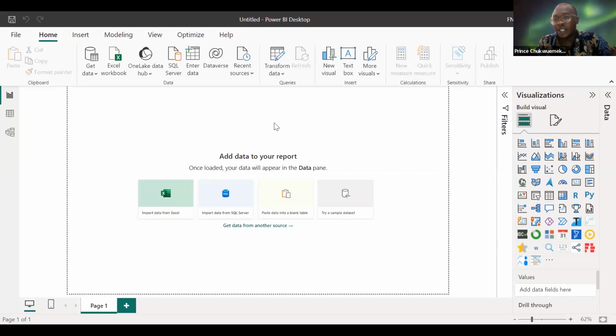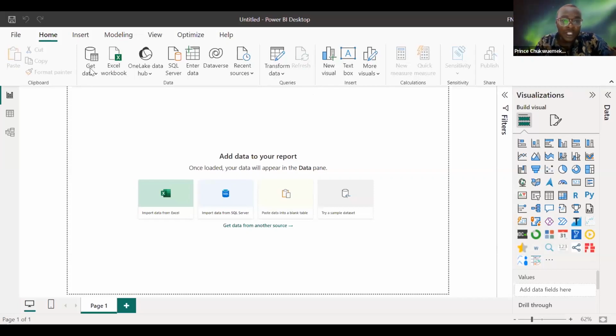To start, we need to understand that Power BI is a complete application. What I mean by a complete business application is that Power BI can connect to different data sources. Not only can it connect to different data sources, it can also transform that data, model that data, and give you your business insight.